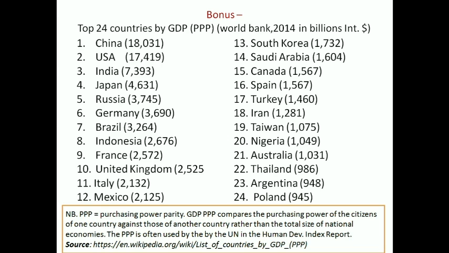So China is sitting comfortably on the top, number one, followed by the US, India, Japan, Russia, Germany, Brazil, then Indonesia number 8. Nigeria is sitting number 20, and just after Nigeria we get Australia, Thailand, Argentina, and Poland. We hope more African countries can join the chat in the next few years.